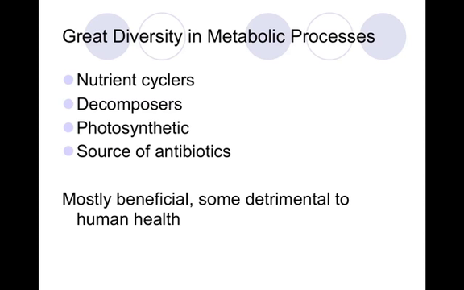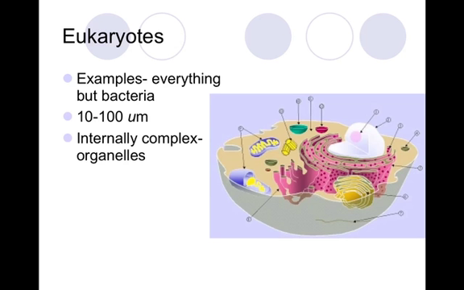bacteria. There's great diversity in prokaryotes. They are used in many, many ways as decomposers. Bacteria as decomposers help with the nutrient cycle. They can be photosynthetic, which means they can make their own food. And they can also be a source of antibiotics, which is kind of interesting because the antibiotics are then used to kill the bacteria. Most bacteria are beneficial to us, but there are some that are detrimental to us.